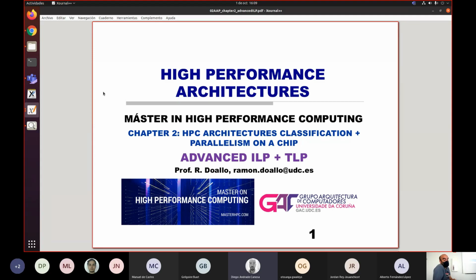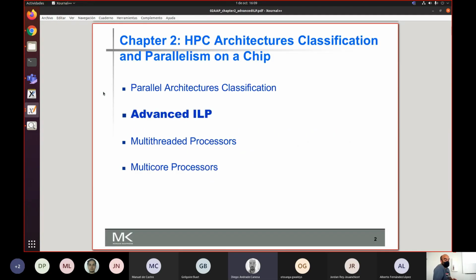And then in a second part of today's class, we are going to talk about the layout of multi-core processors, okay? How they are internally organized. Okay, but first of all, let's talk about instruction level parallelism and thread level parallelism.